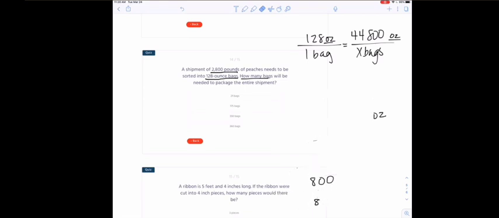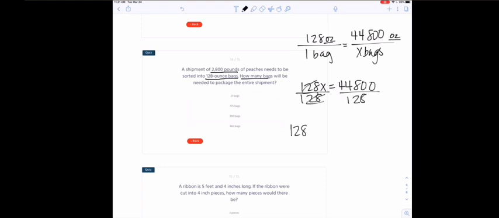So let me make some space. 128 times x is 128x. 1 times 44,800 is 44,800. I'm going to divide by 128 so I can get the x by itself. And now I do this. 128 goes into 448. I'm going to say 3 times. Let's try it. 3 times 8, 24. Carry the 2. 3 times 2 is 6, plus 2 is 8. 3 times 1 is 3. So 384. I put a 3 up here.